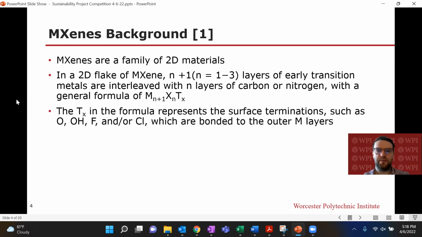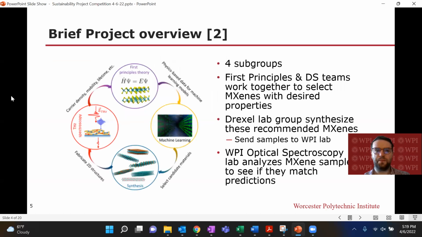MXene's background. MXenes are a family of two-dimensional materials, like graphene. In a two-dimensional flake of MXene, layers of early transition metals are interleaved with layers of carbon or nitrogen, and the general formula is given here. The T sub X in the formula represents the surface terminations, such as O, OH, F, and/or Cl, which are bonded to the outer M layers.